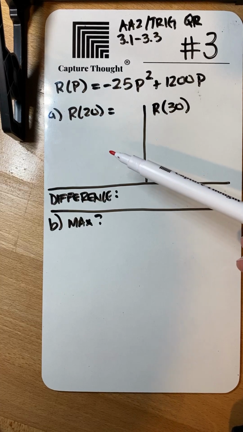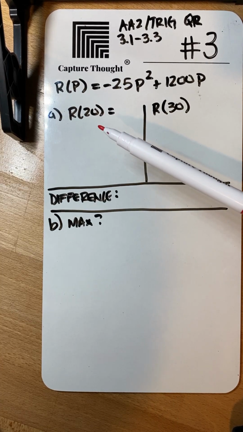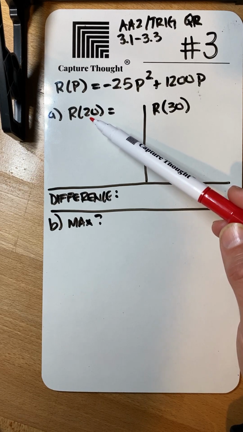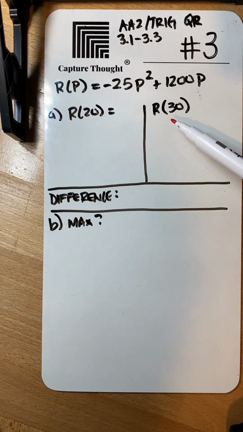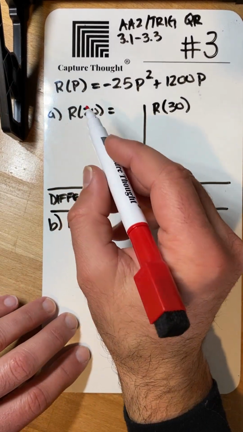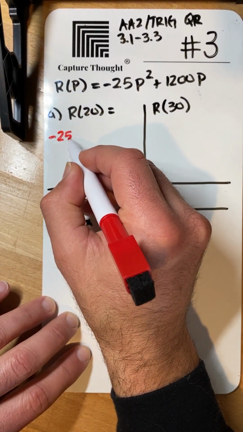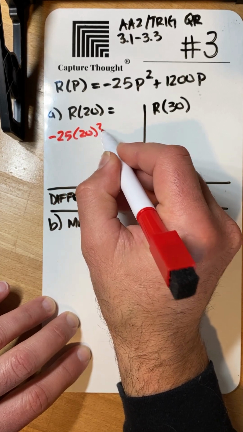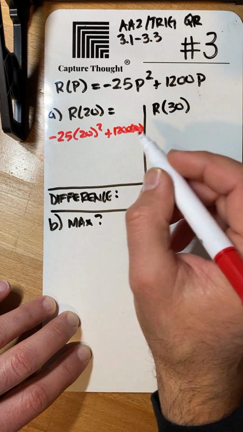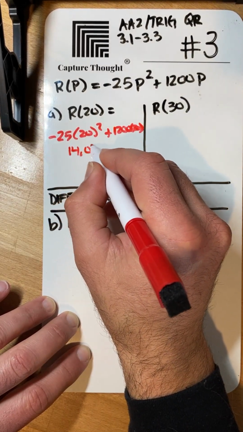So part A is asking us, what's the difference in the revenue between selling our games at 20 bucks versus selling our games at 30 bucks. For part A, it's just asking you to plug in and get the value out. So R of 20 is going to be negative 25 times 20 squared plus 1200 times 20. If you plug that in your calculator, you're going to get 14,000.